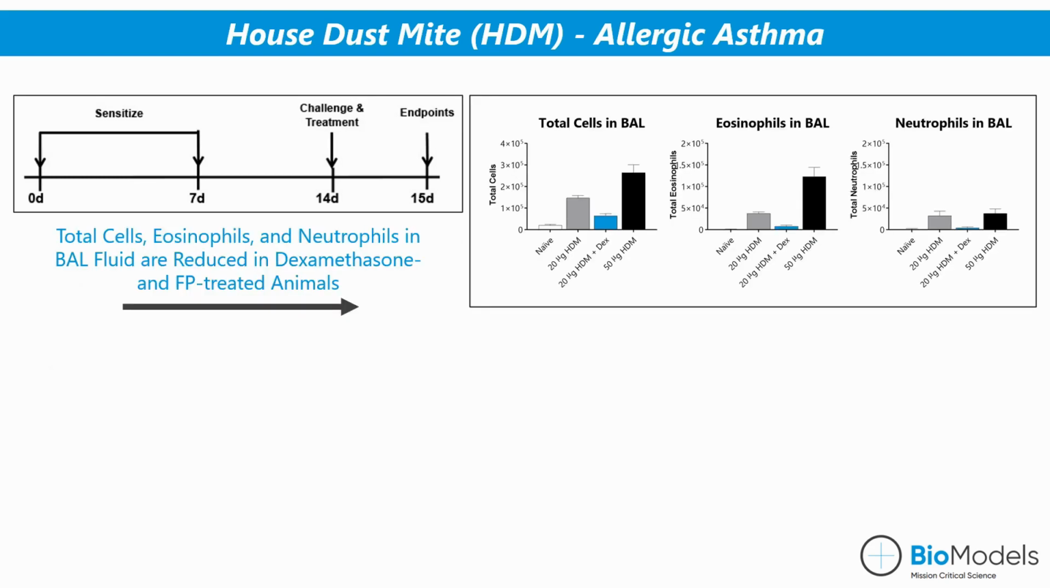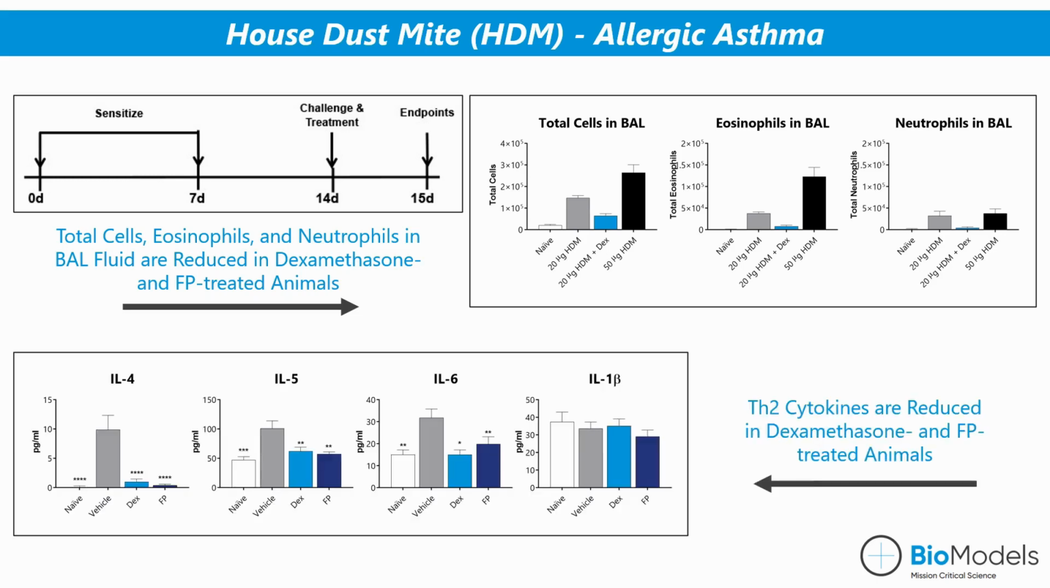Then looking at the bronchoalveolar lavage fluid, we see increases in total cells, eosinophils, and neutrophils, and then treatment with dexamethasone causes substantial drops. Also looking at Th2 cytokines, we see significant increases in the asthmatic animals, and treatments with both dexamethasone and fluticasone bring these levels back towards baseline.